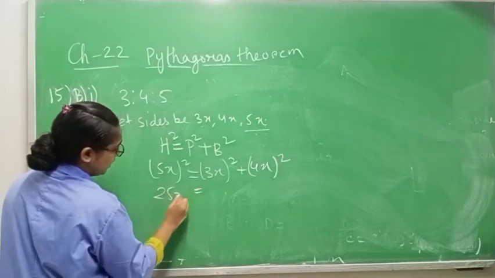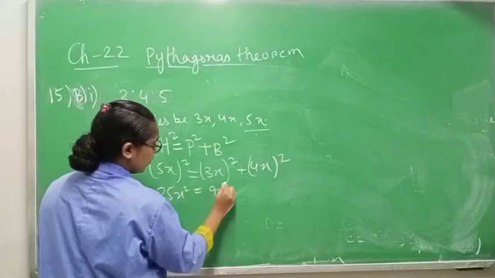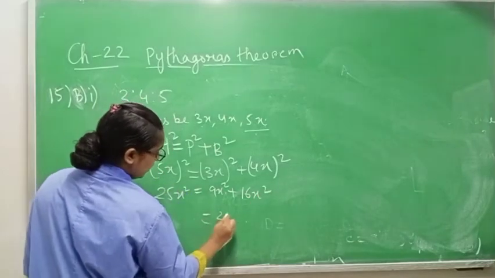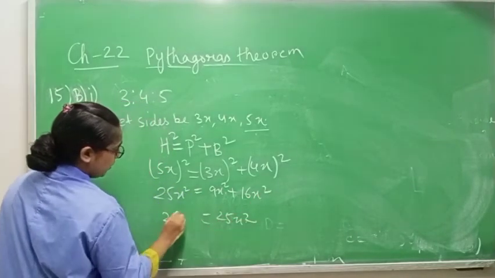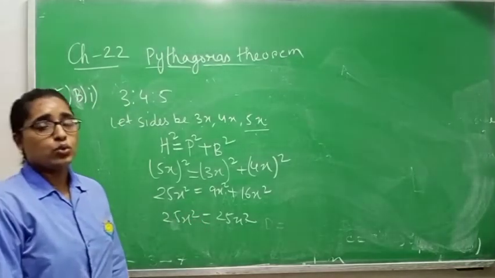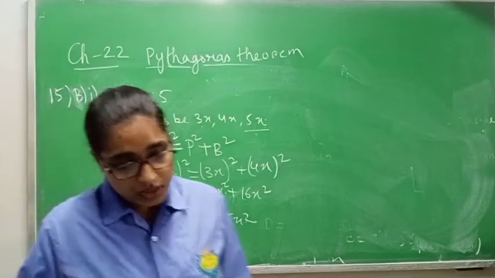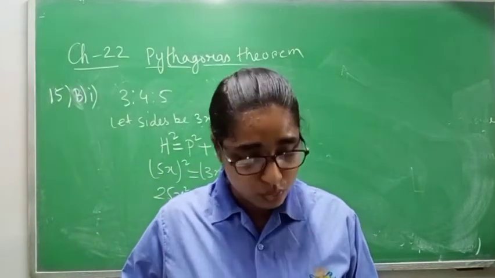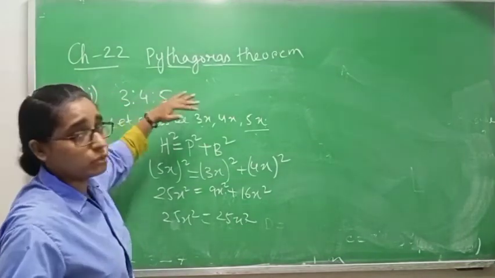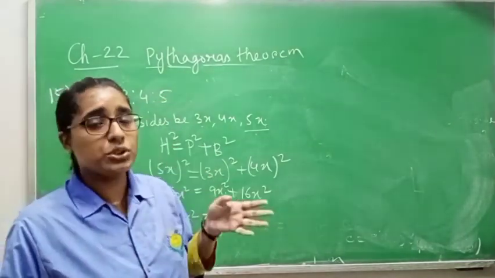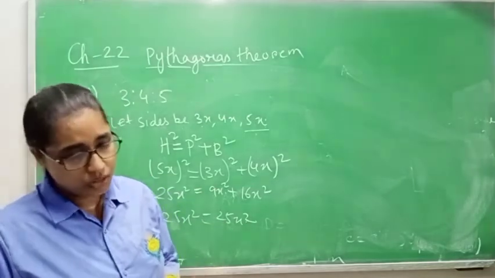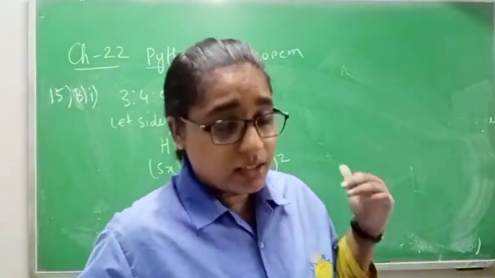Here you will get 25x square, and here you will get 9x square plus 16x square, which is 25x square. It means the LHS and the RHS are the same thing. So what will you write? Yes, it is true. We can make a right angle triangle using the ratio 3:4:5. Whenever you have 3:4:5, you can make a right angle triangle from that. So the answer will be true.